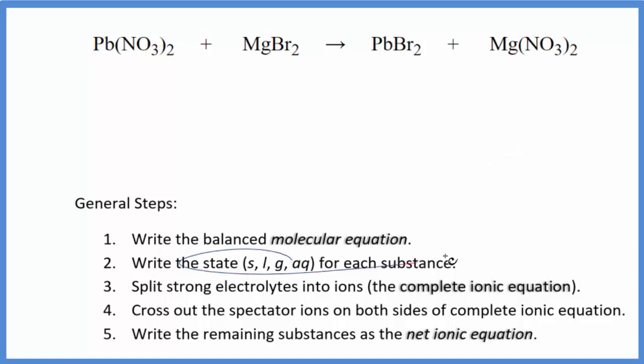Next, we write the state for each substance. So nitrates are very soluble, so that's going to be AQ, dissolve in water. Bromides, soluble as well. But this lead bromide, as I recall, it's a bit of an exception. If you see a lead compound, it's probably a good idea to check.